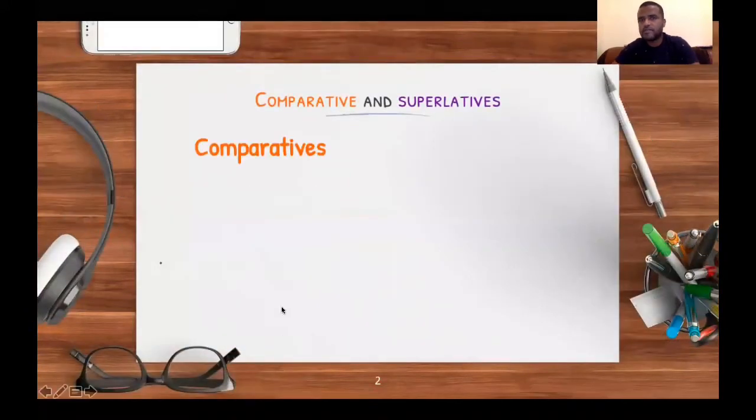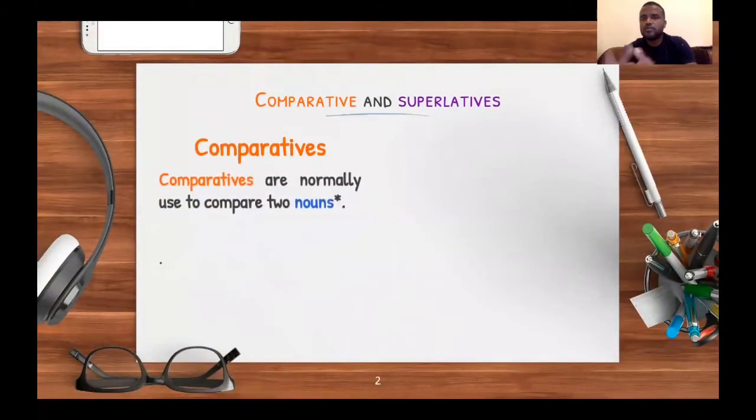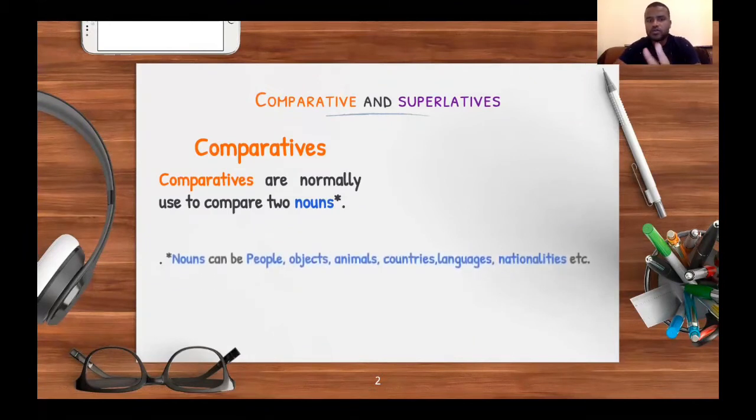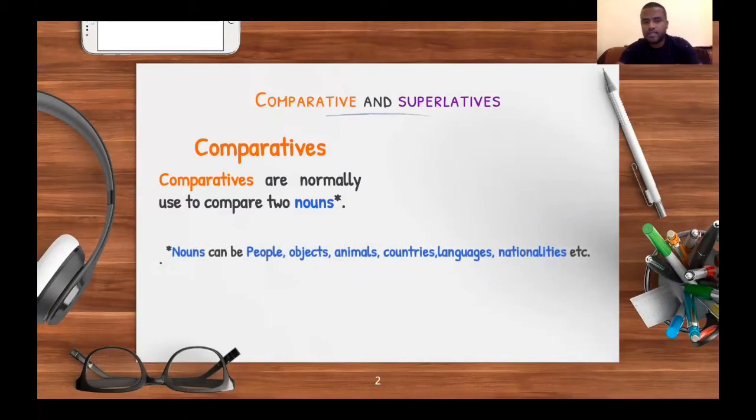Comparative means that we are comparing two nouns, or two things in general, or two adjectives. Comparatives are normally used to compare two nouns. Nouns can be people, objects, animals, countries, nationalities, etc. So we have to compare between two things.